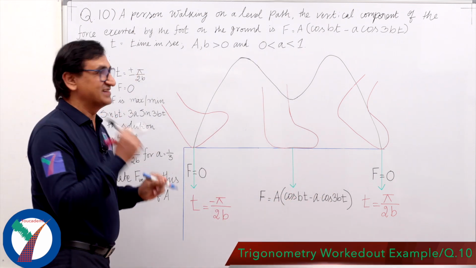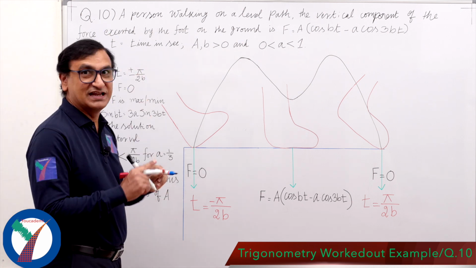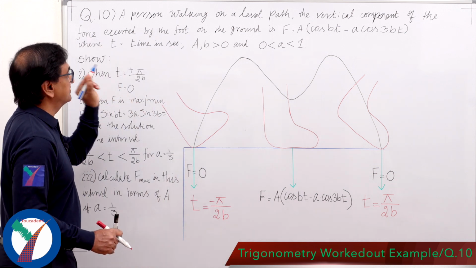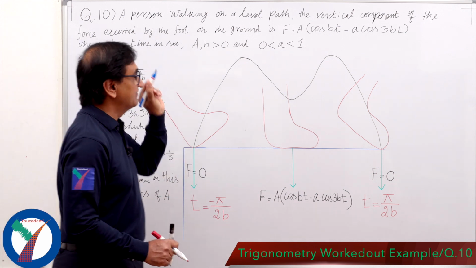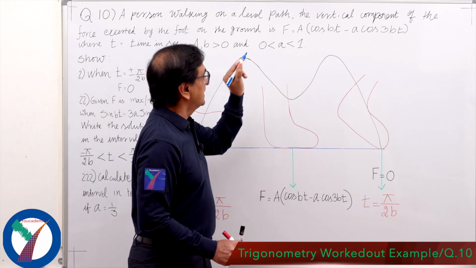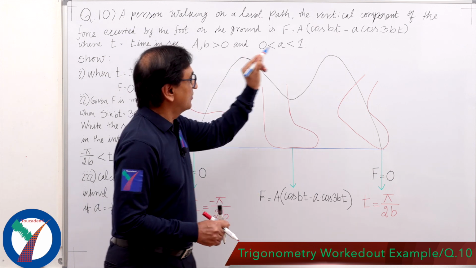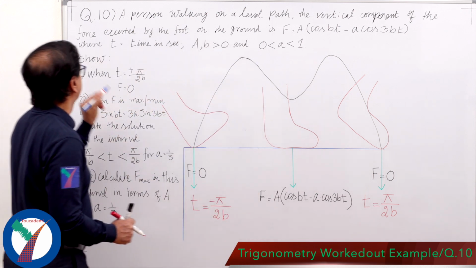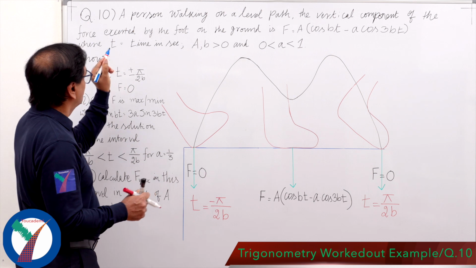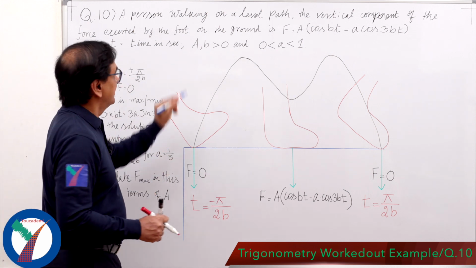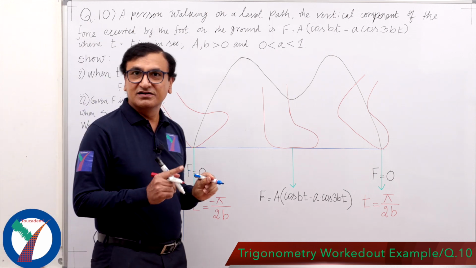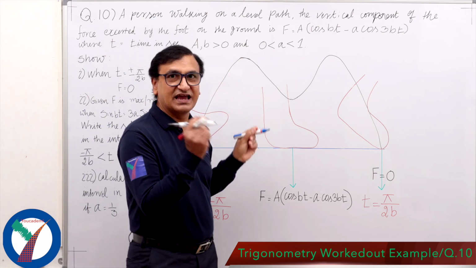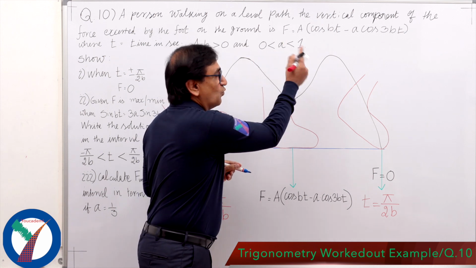Question number 10, it reads like this. A person walking on a level path, the vertical component of the force exerted by the foot on the ground is given by force F equals capital A multiplied by cos bt minus small a cos 3bt, where t is equal to time in seconds, and capital A and small b are positive real numbers, that is they are greater than 0, and the small a lying between 0 and 1.